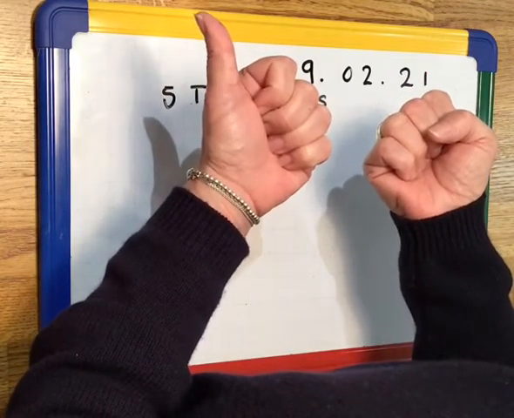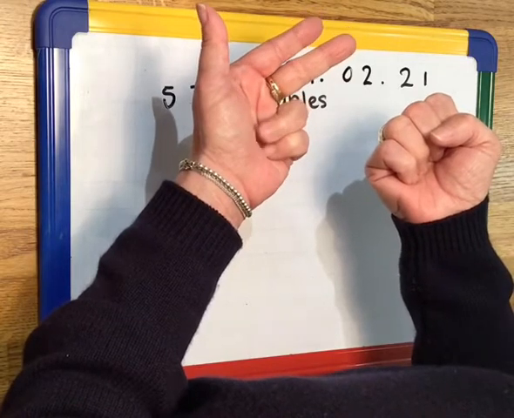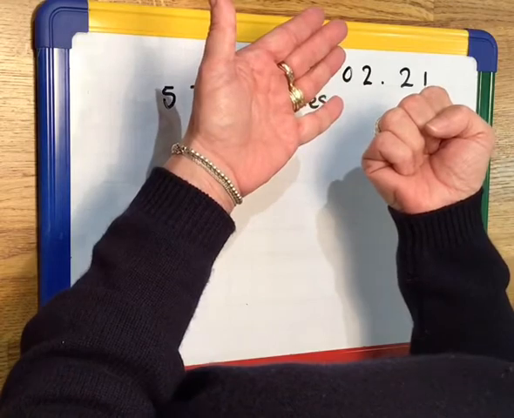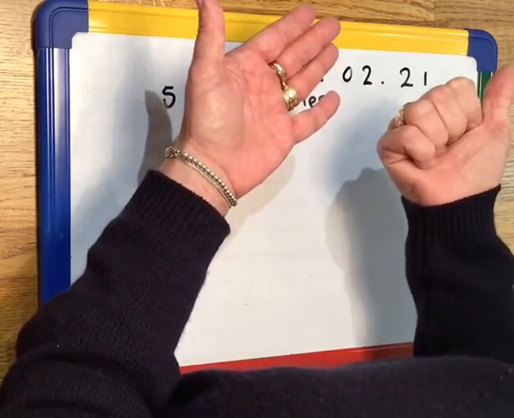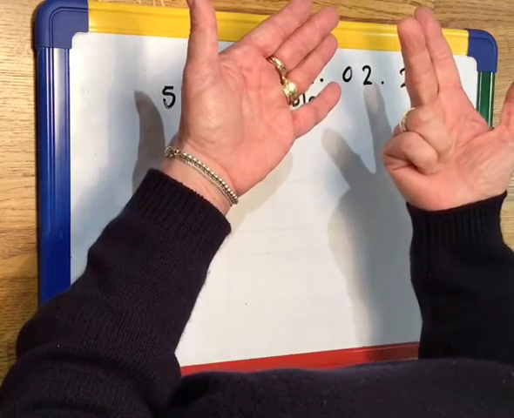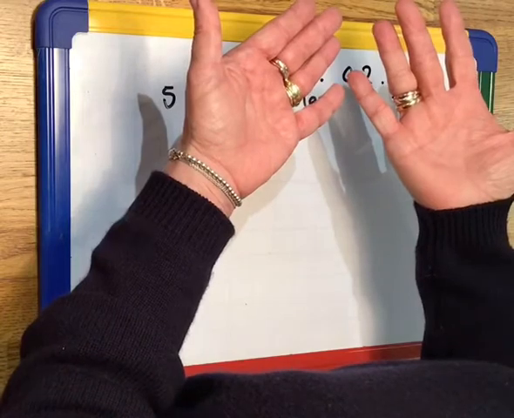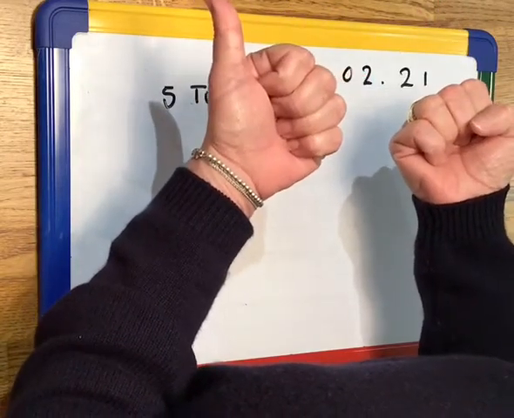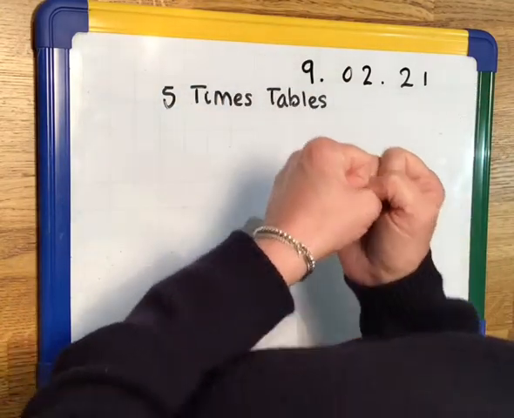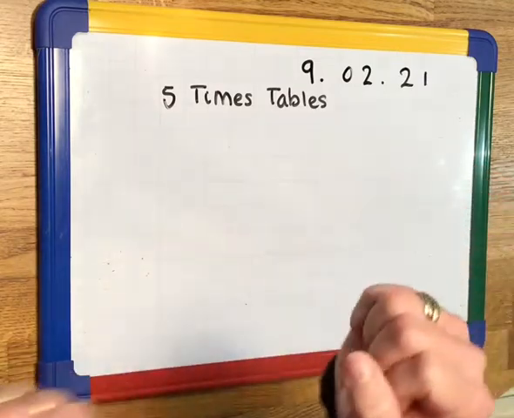1 times 5 is 5. 2 times 5 is 10. 3 times 5 is 15. 4 times 5 is 20. 5 times 5 is 25. 6 times 5 is 30. 7 times 5 is 35. 8 times 5 is 40. 9 times 5 is 45. 10 times 5 is 50. 11 times 5 is 55. 12 times 5 is 60. As I say, children, please make sure that you get to 60 and don't just stop at 50.